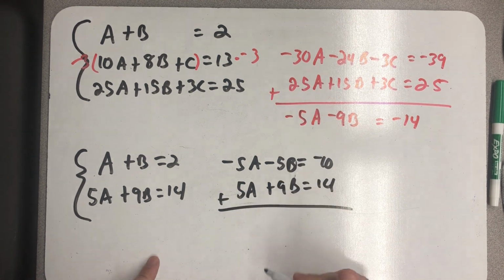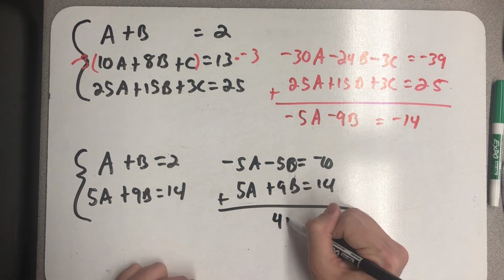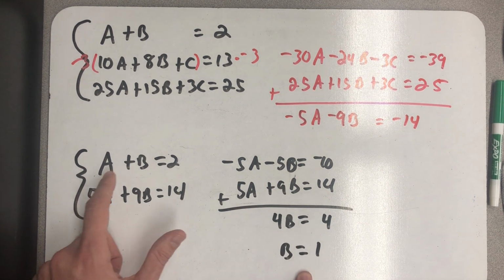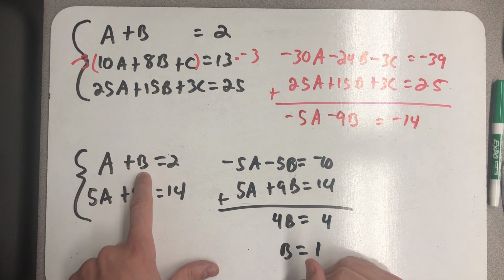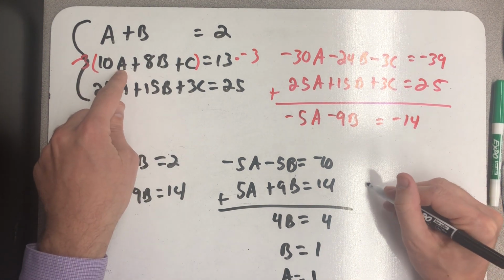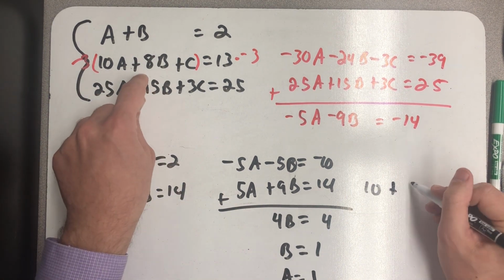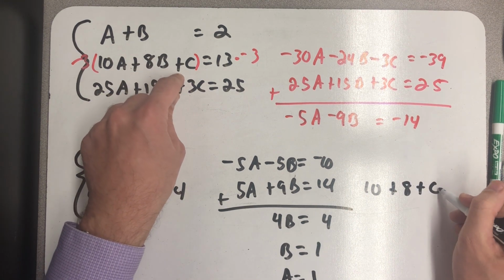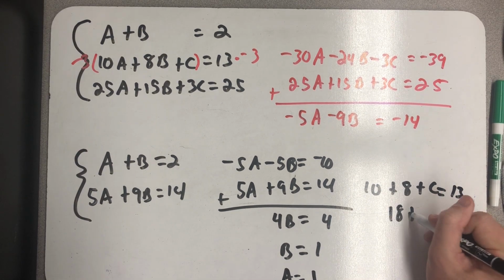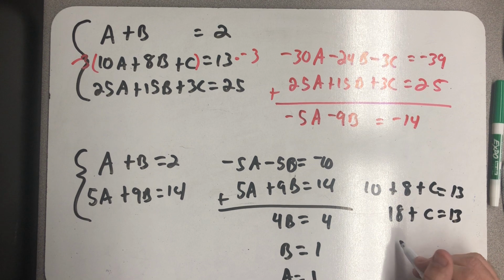Adding these two equations together, the a's cancel. I'm left with 4b equals 4, so I get that b is equal to 1. Well, I'm told that a plus b has to be 2, so if b is 1, then a is also 1. And now I can use any of the original equations to find c. I'm going to use this original equation, which if I plug in 1 for a would be 10, plus b equals 1, so that would be plus 8, plus c equals 13. So I have 18 plus c equals 13. Taking 18 away from both sides, I have c equals -5.